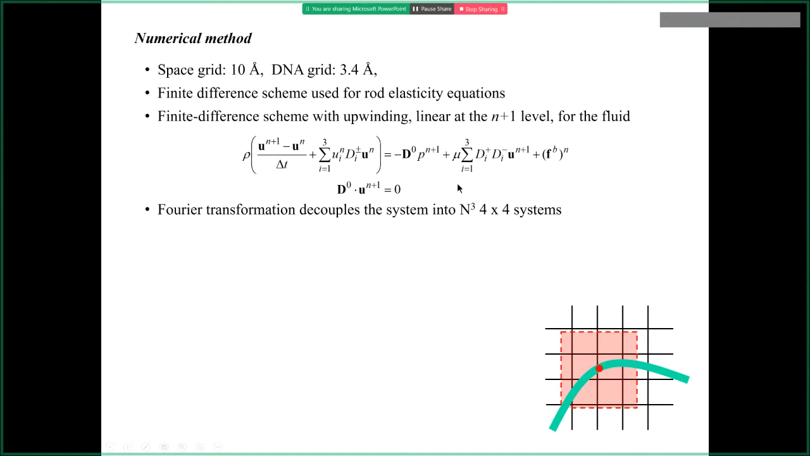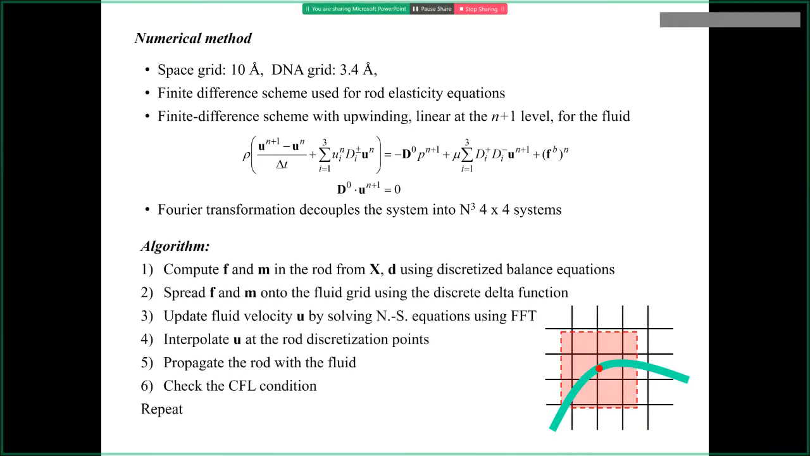And the beauty here is that one can decouple the system into 4x4 systems when you transform into Fourier space, into n cubed 4x4 systems, where n is the discretization of the cubic domain. We use cubic domains.